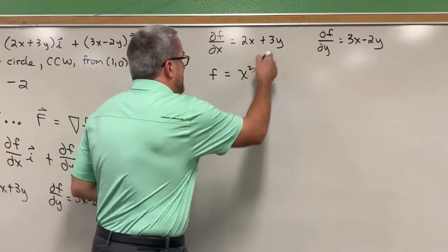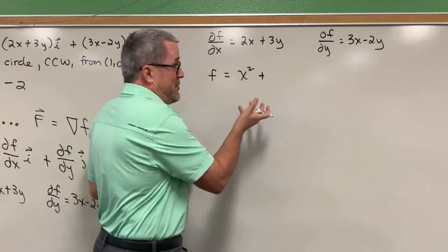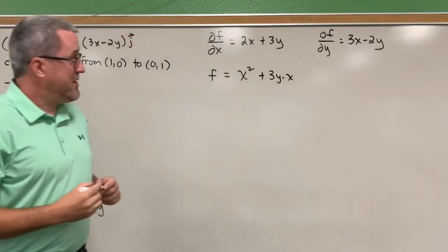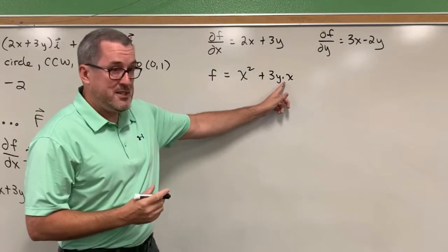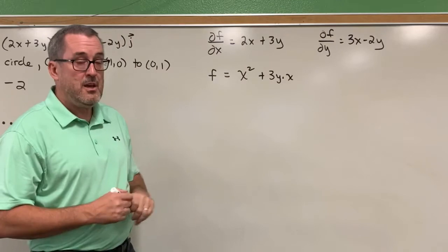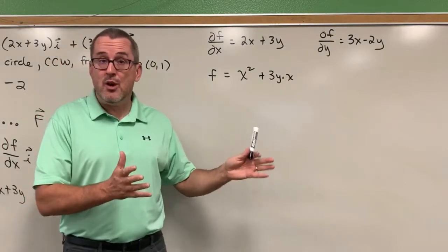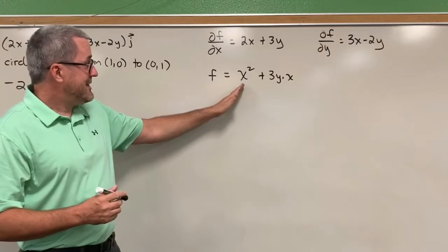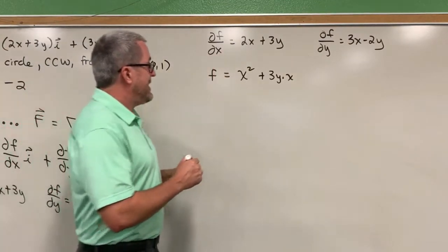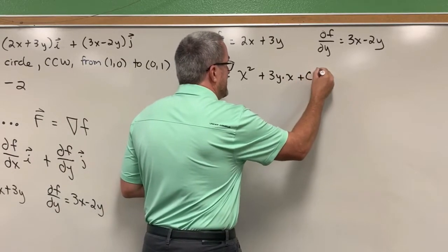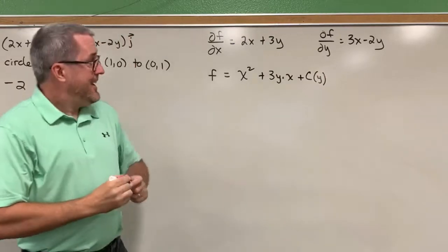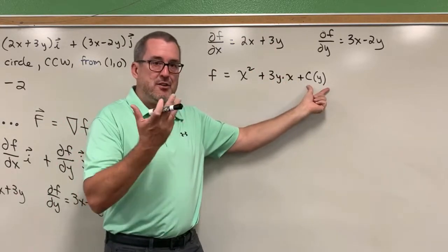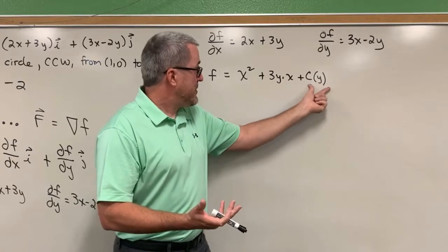Now, if we took the derivative with respect to x and got 3y, when you take the derivative with respect to x, 3y would have been a constant, and so the function would have been 3y times x. The derivative of 3y times x with respect to x is just 3y. But now, do you remember with antiderivatives back in Calc 2, we have this plus c, this constant, because the derivative of a constant was 0. Well, in the context of a partial derivative, that constant could be any function of y. So I could have had x squared plus 3yx, the derivative is 2x, the derivative is 3y, plus any function of y alone, and the derivative with respect to x would have been 0.